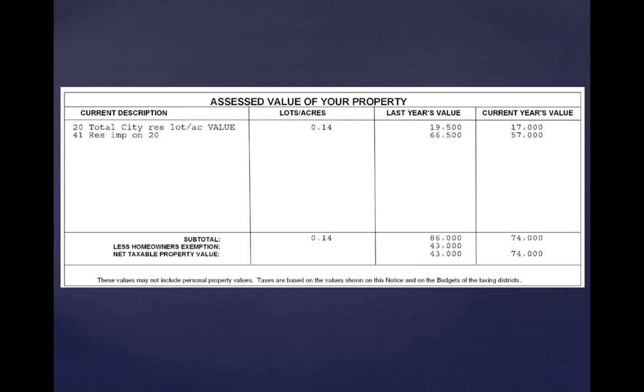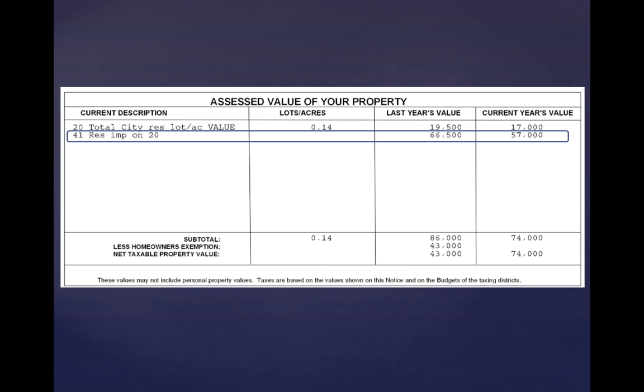But getting back to the assessment notice, you can see on the top line that this property is a residential city lot that is 0.14 of an acre. Last year, the assessed value for just the land was $19,500, and this year is $17 even. The next line represents everything else that is on this parcel, and the official appraiser term for everything else is improvement. Improvement is another term that tends to incite panic and fear in the public at large, because to many people improvement means remodel or upgrade. But to appraisers, improvement just means everything in addition to the land. So here we're talking about a residential structure.